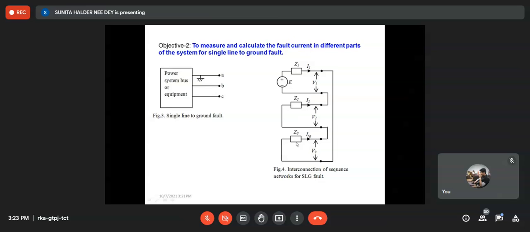Whatever current we get from this sequence network is the sequence current. I1, I2 or I0, all are equal, so we get only one sequence current, but the sequence current is not the phase fault current. So what is the fault current? Here the fault is in A phase, so the fault current is equal to the A phase current. Actually it is I1 plus I2 plus I0.